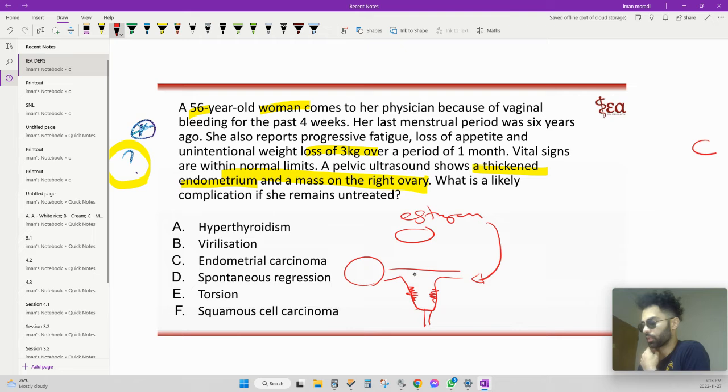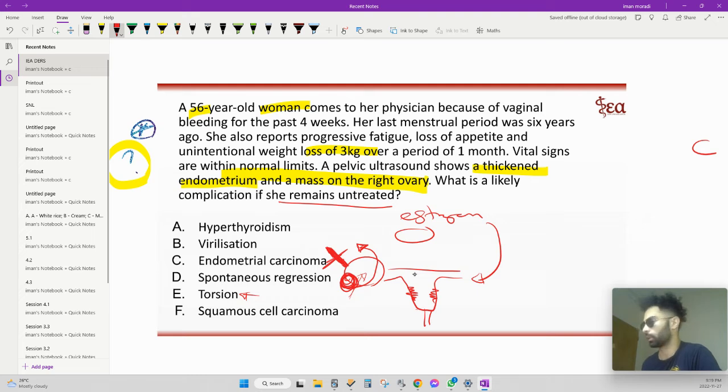So, what is a complication if it remains untreated? A couple of things can happen here, right? First of all, you have a mass here. When you have a mass on the ovary, you're susceptible to ovarian torsion, which is having this ovary rotate around itself because it has a mass on it. The blood supply of the ovary comes through these ligaments, and if it twists around itself, it closes that off and you get pain, and it's called ovarian torsion. So that's something you have a risk factor for.